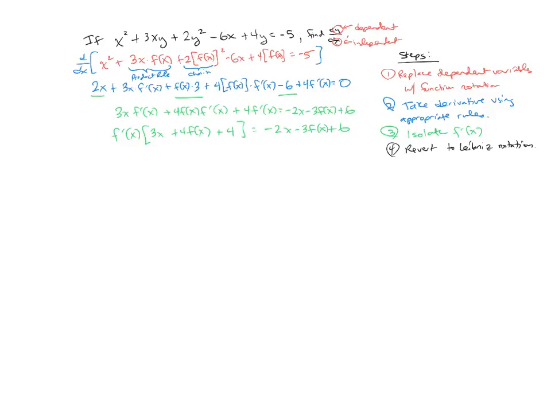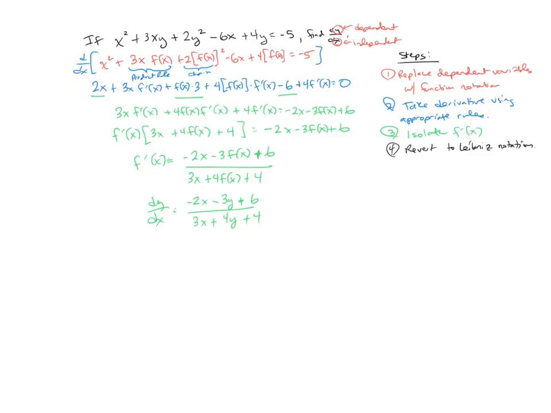And then I'm going to divide both sides by what f prime of x is being multiplied by. So that would be negative 2x minus 3f of x minus 6 all over 3x plus 4f of x plus 4. And I'm going to switch this to Leibniz notation now, which should be dy dx equals negative 2x minus 3y minus 6 all over 3x plus 4y plus 4.